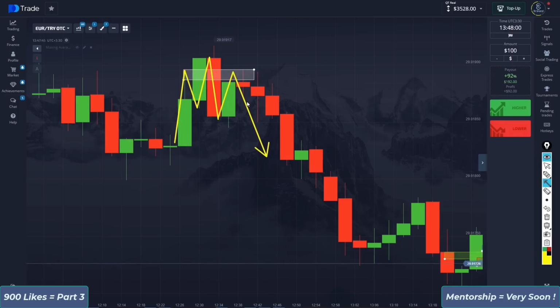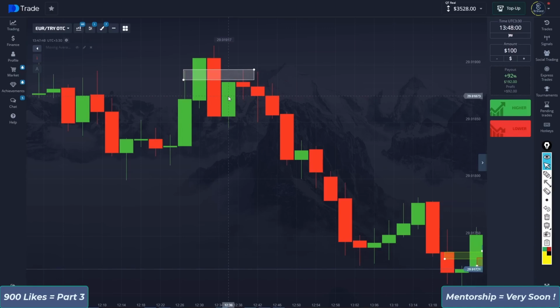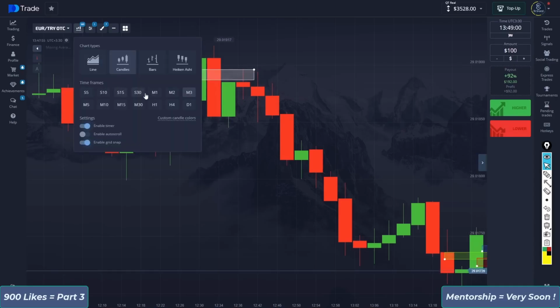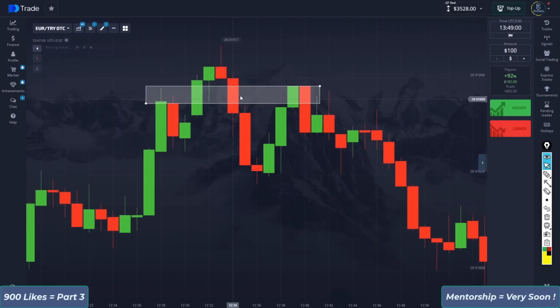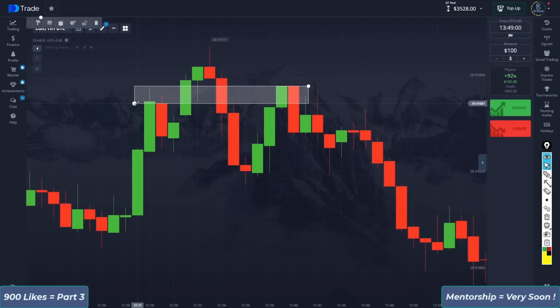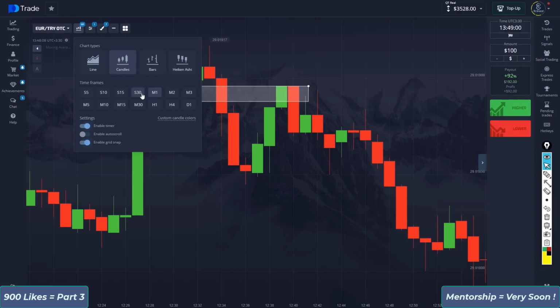Okay, as you remember, in the first episodes, I told you how the market actually moves. Okay, please also study the basic market structure. You will understand it better. Okay, so here let's look for lower time frame entry.